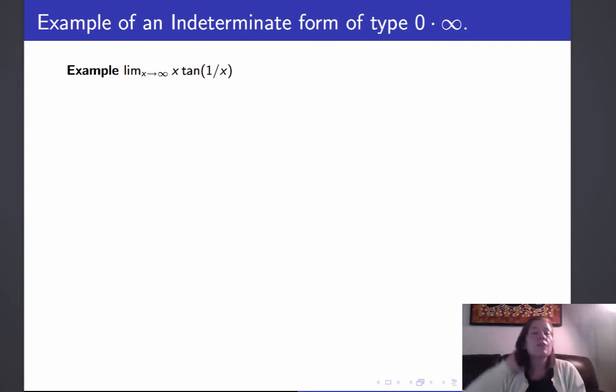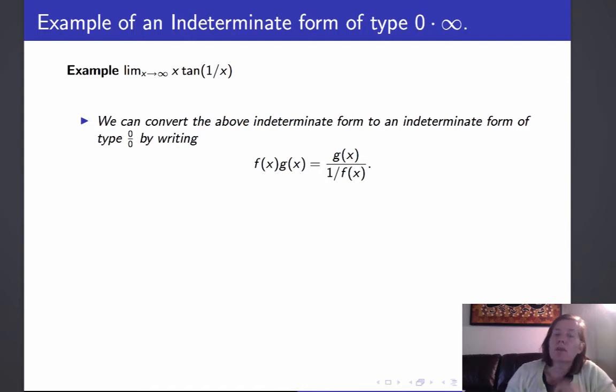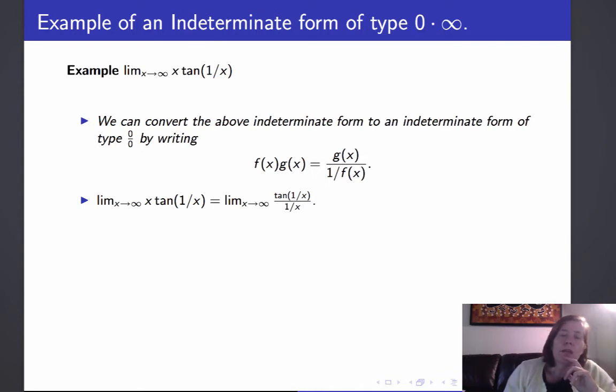The limit as x goes to infinity of x times tangent 1 over x. Well, let's rewrite this into an indeterminate form of type g of x over 1 over f of x. I prefer to invert the x here because I'd rather deal with 1 over x than 1 over tangent of 1 over x. So let's rearrange our limit to the limit as x goes to infinity of tangent 1 over x over 1 over x.